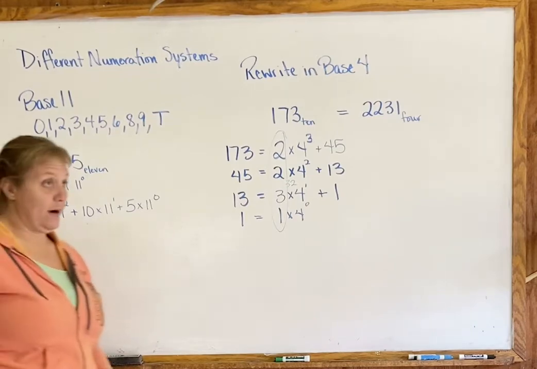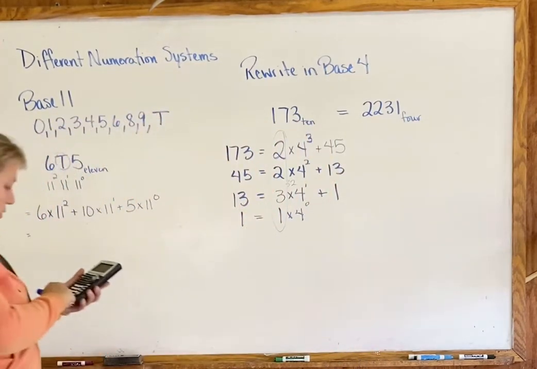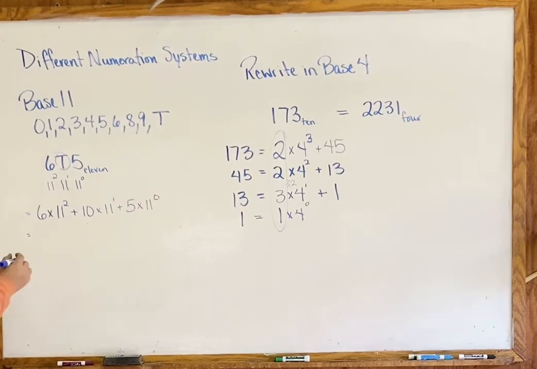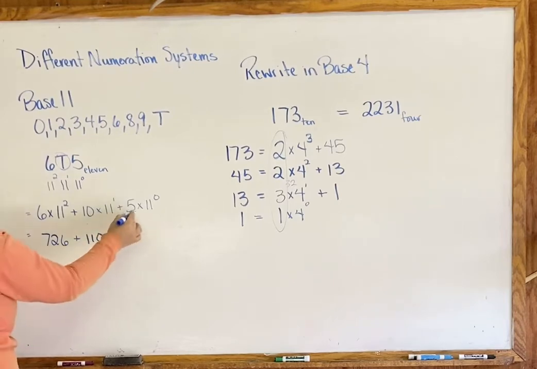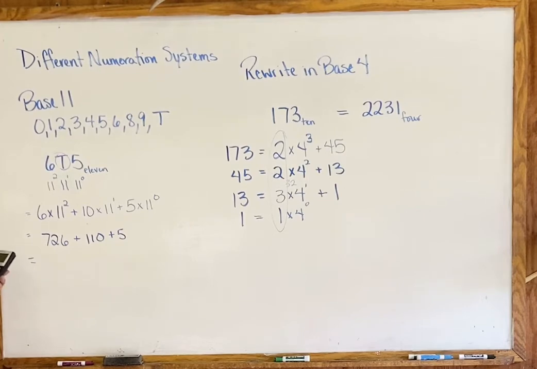So 11 squared is 121. So 121 times 6 equals 726, plus 10 times 11, which would be 110, plus 5. So altogether we get 726 plus 110 plus 5 equals 841, and this is in base 10. So in our numbers, that's what we get, okay? So the number 6T5 in base 11 is the number 841. See how weird this can get?